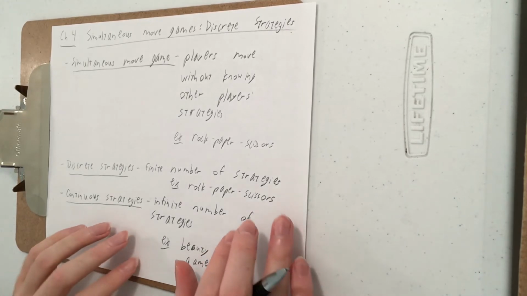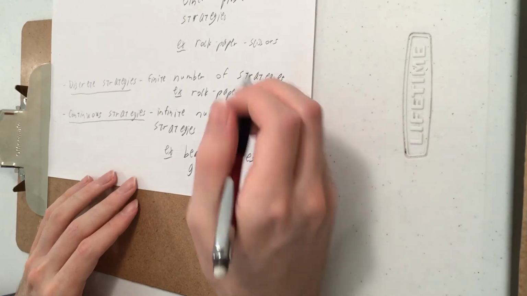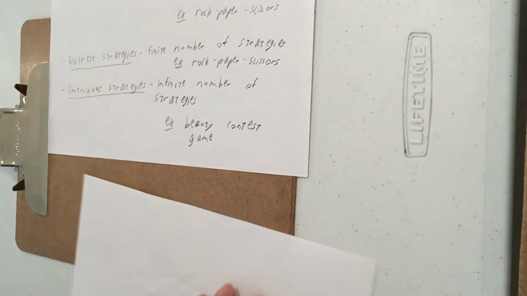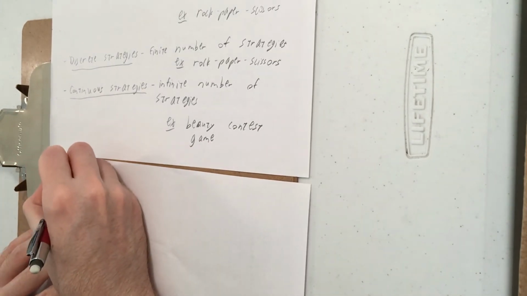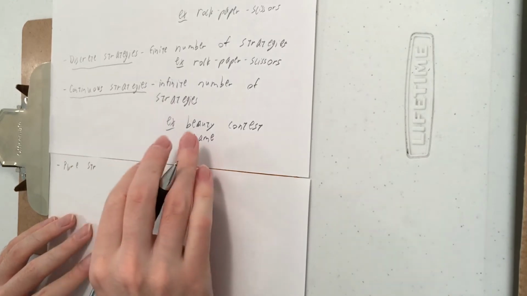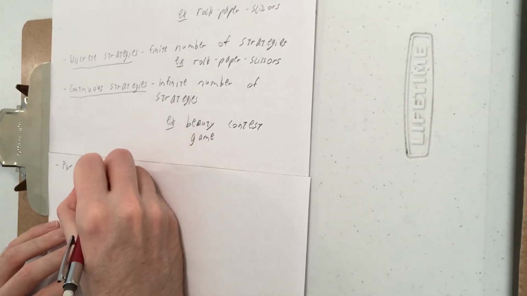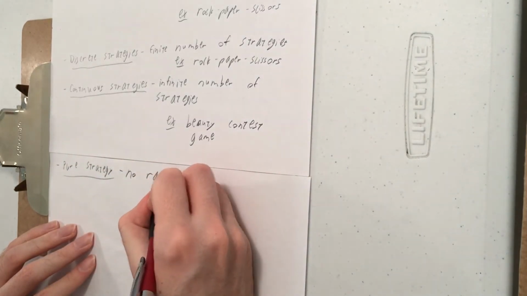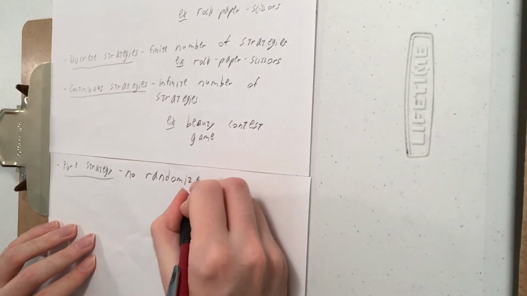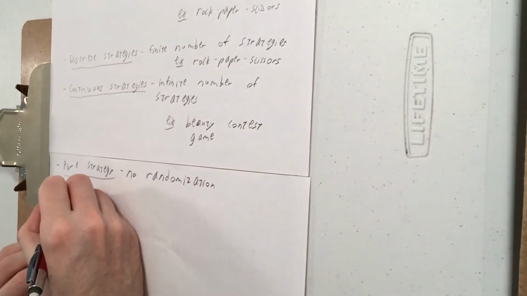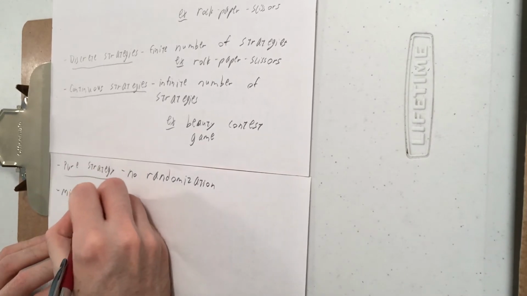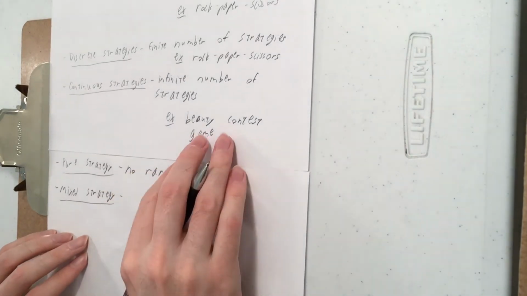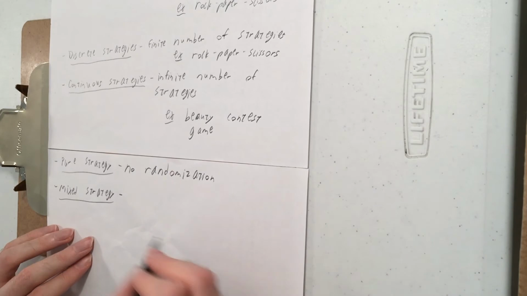We also have the further distinction between what we call pure strategies and mixed strategies. Pure strategy means there's no randomization. We'll study that case first because it's just easier to grasp. Once we have that mastered, we move on to mixed strategy. That means you play a strategy at random.